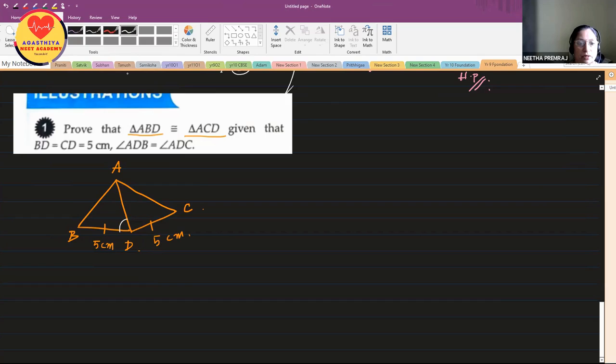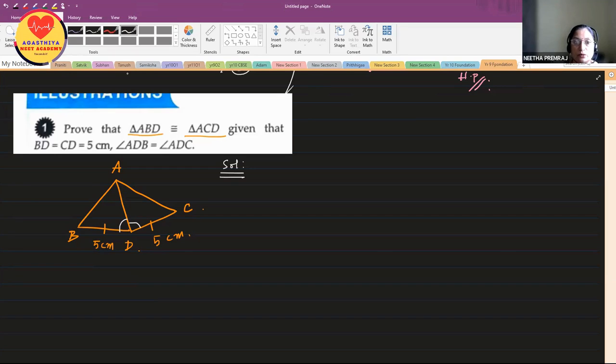ADB is equal to ADC. It is given. Now we want to prove these two triangles are congruent. Solution. Always remember one thing: what are the two triangles? Your first step is, what are the two triangles you are considering?